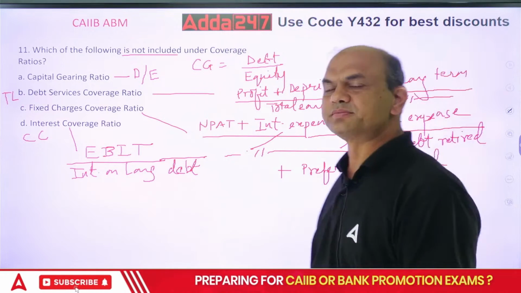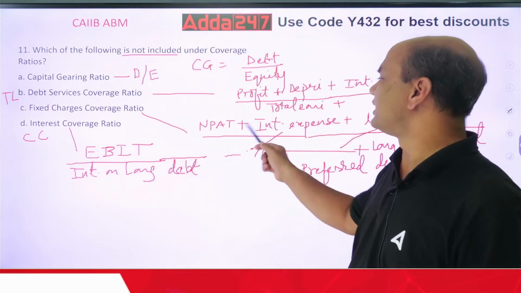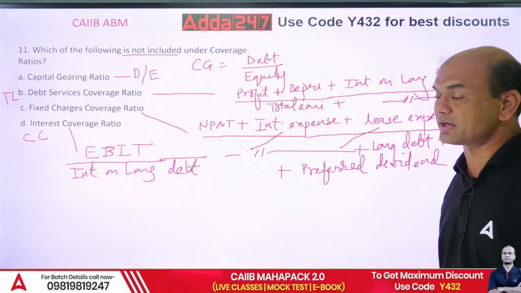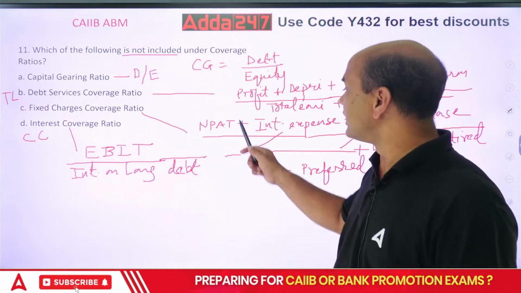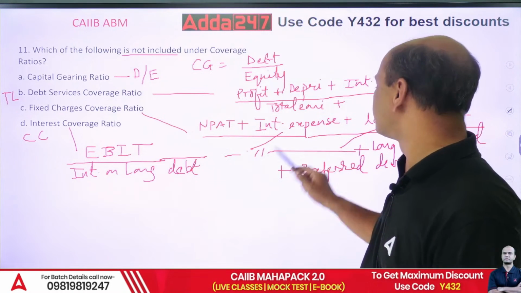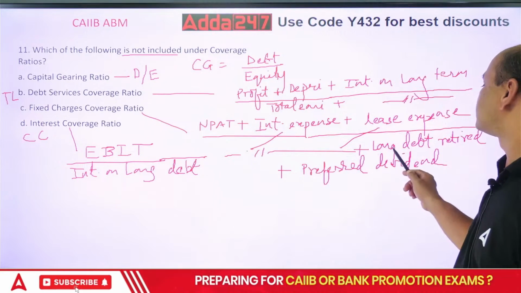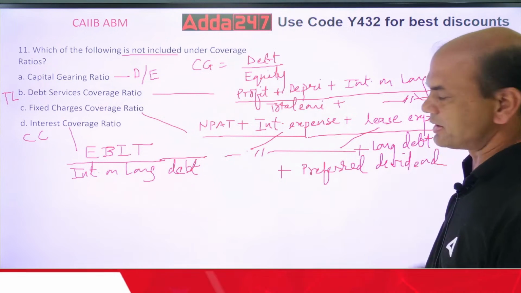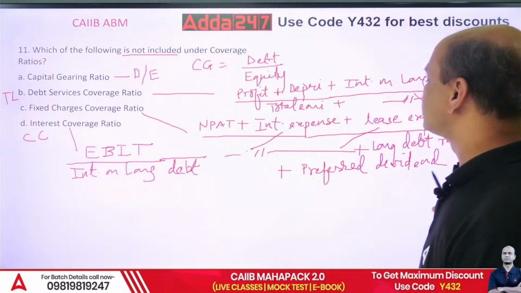So that is DSCR. What is fixed charges coverage? Fixed charges means NPAT, net profit after tax, plus interest expenses plus lease expenses, whether the customer will be able to repay the charges. So NPAT plus interest expense plus lease expense, the whole upon interest expense plus lease expense plus long-term debt retired. Retired means which have been repaid. Plus preferred dividend. So these are all added under fixed charges coverage ratio.